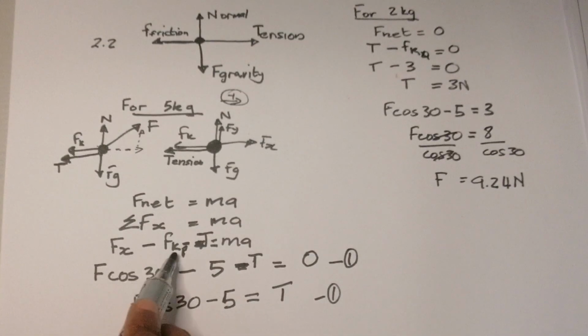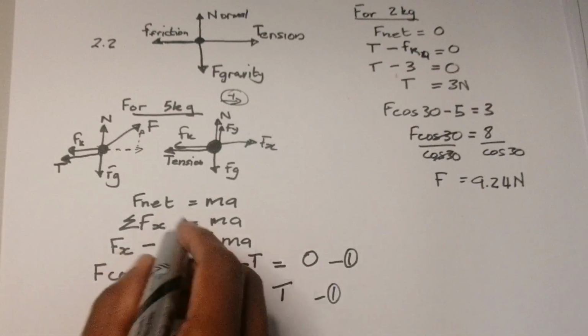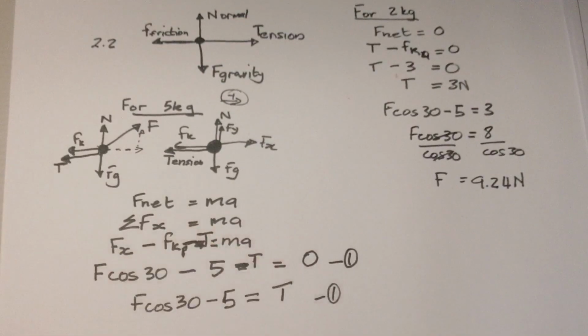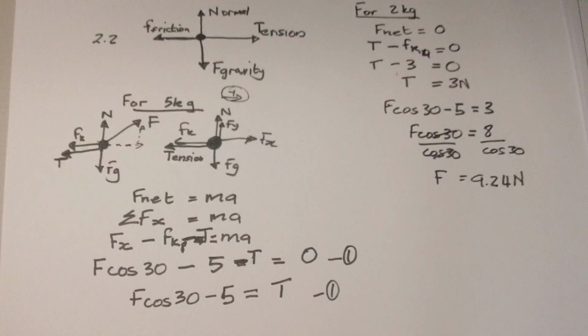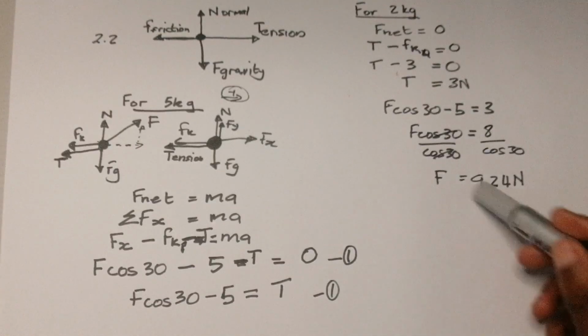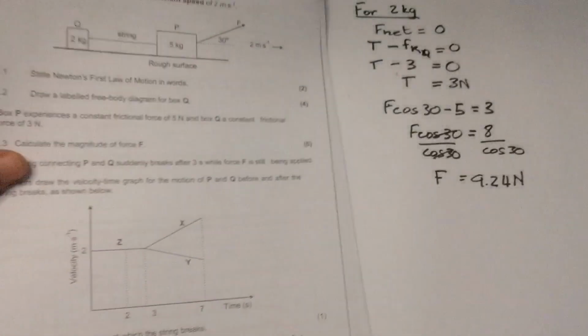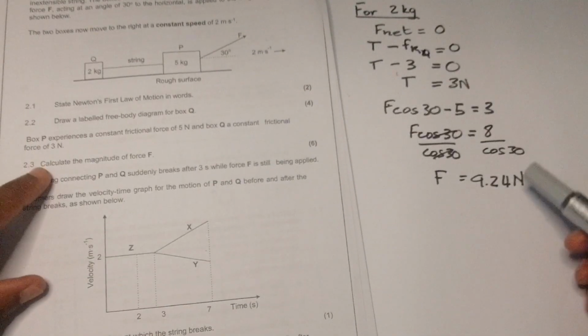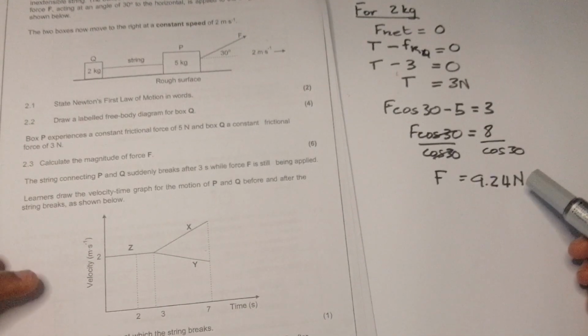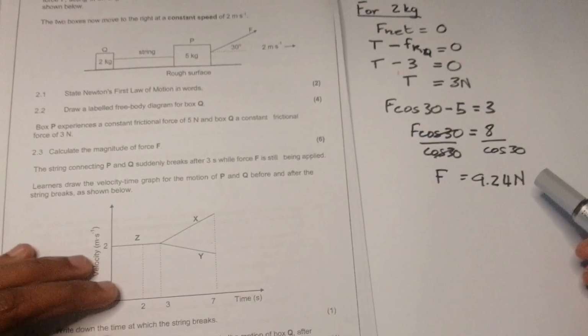So that's Fx minus friction minus the tension. Sorry about that terrible writing over there. I hope everyone is okay. All right, still with me. And then we got the value of F to be that 9.24 value. Now let's move on to the next question. So we've got ourselves some 6 marks there.